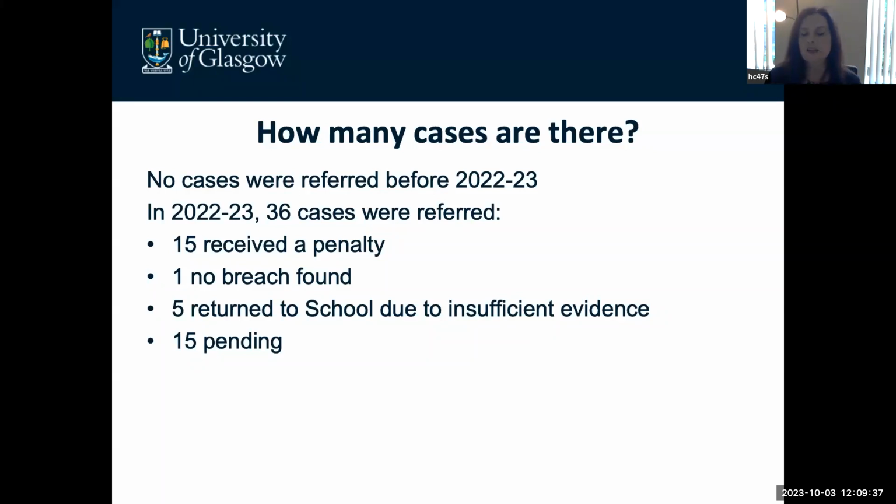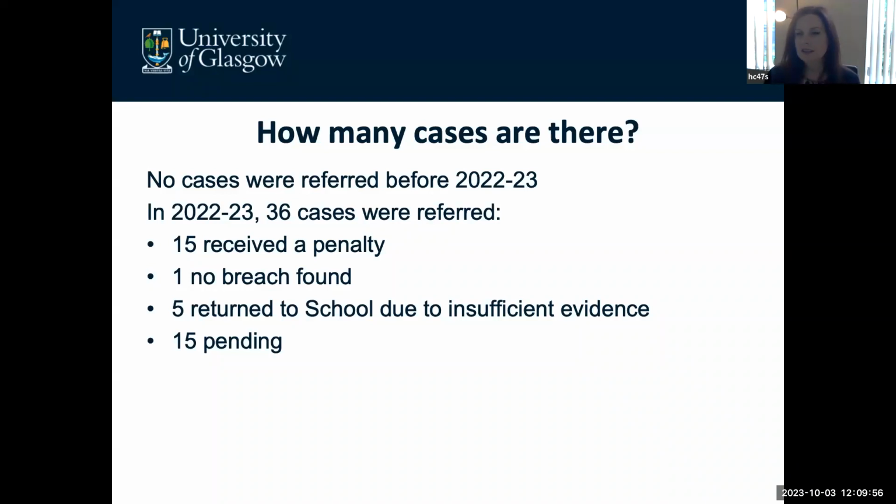A few were sent back to the school because the evidence just wasn't really there. There was some suspicion, but it just wasn't strong enough. And 15 are still pending either with the Senate assessors or with the schools who are dealing with them. And I would expect some of them will receive penalties as well.